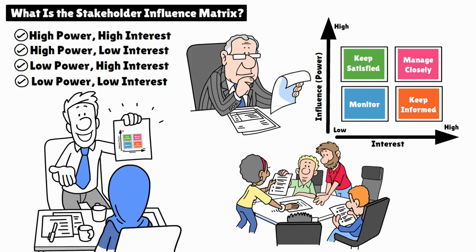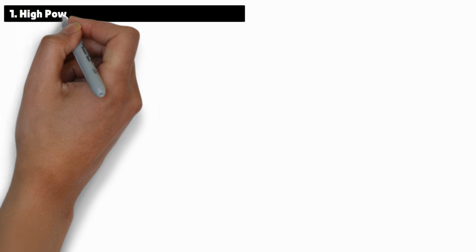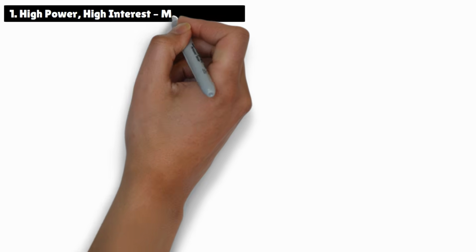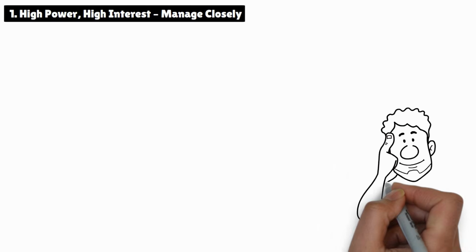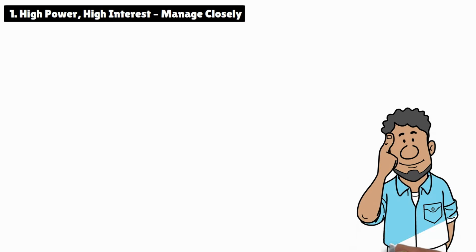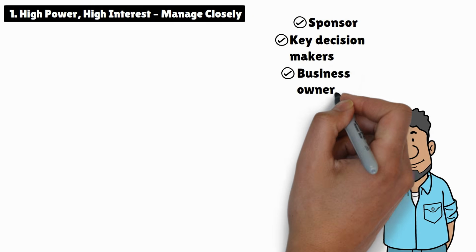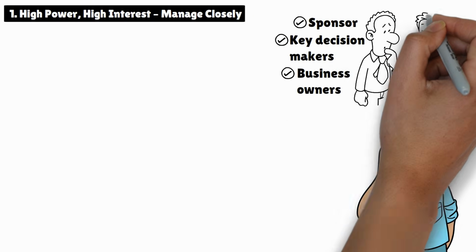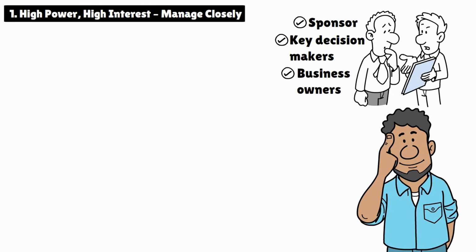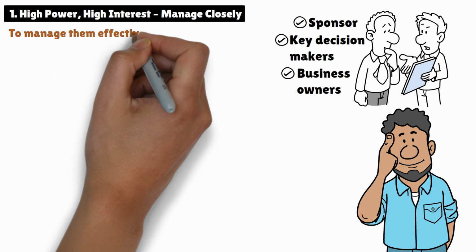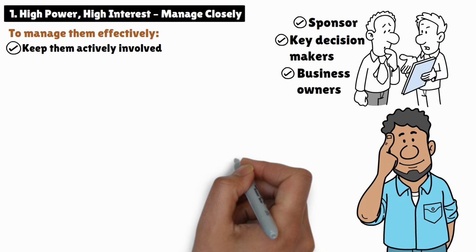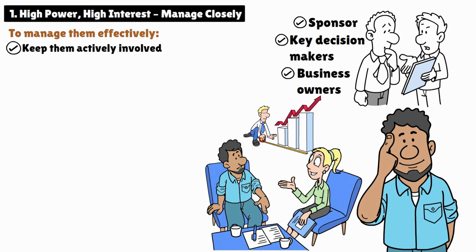Let's start with the most critical group. Stakeholders who have both high power and high interest must be managed closely for your project's success. These are your top priority stakeholders. Think of your sponsor, key decision makers, or business owners who are deeply invested and have the authority to drive or halt your project. To manage them effectively, keep them actively involved in key decisions and progress updates.